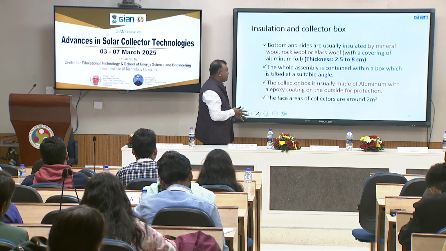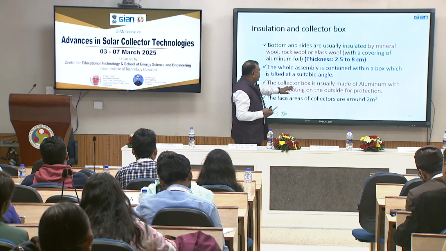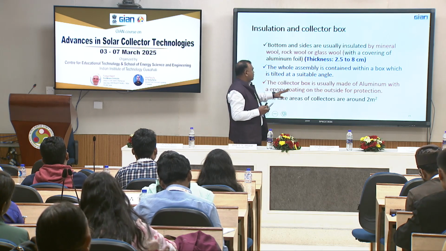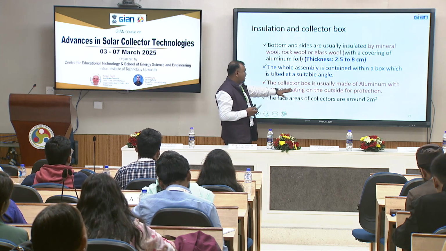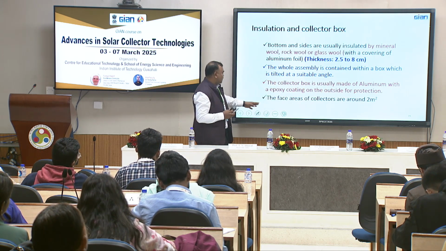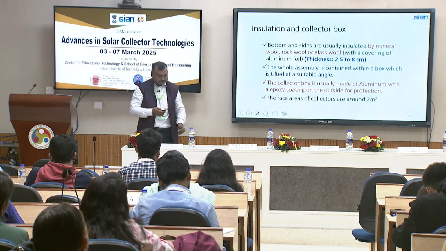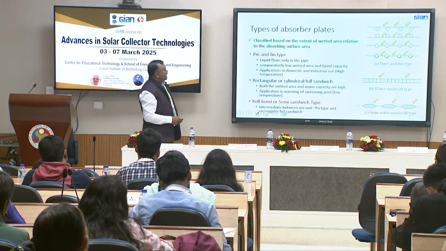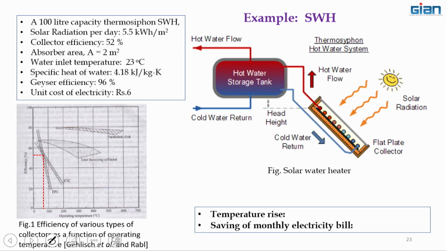We'll solve some problems, and that is quite interesting. Then this entire collector box is usually made of aluminum with an epoxy coating on the outside for protection, and the face area of the collector is normally 2 square meter. And this kind of configuration, as I already said, is available. Now this is a very interesting problem, okay.